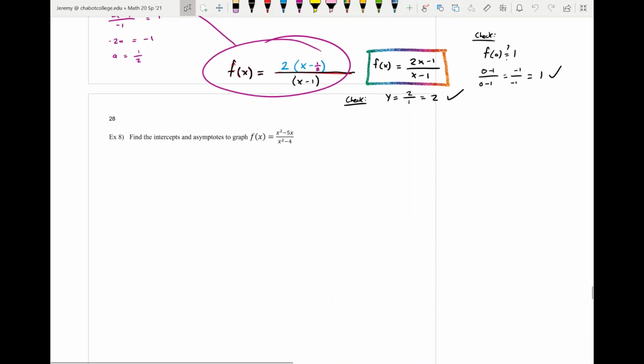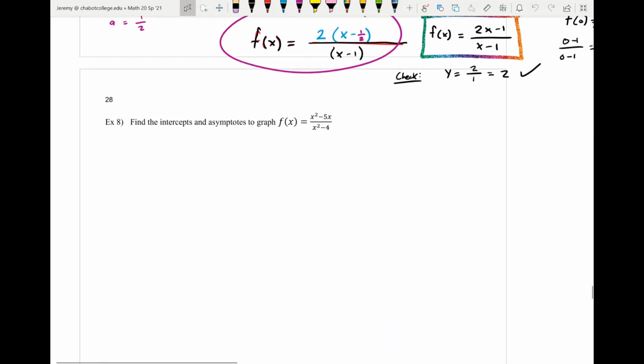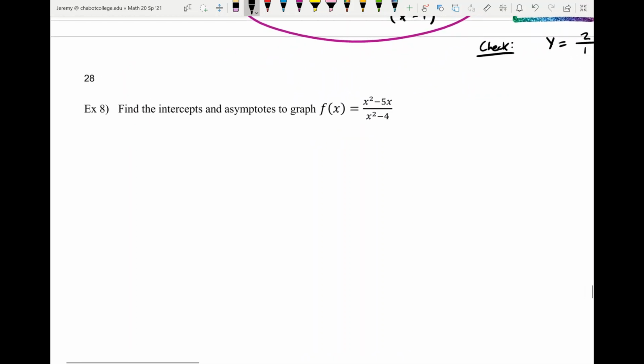Okay, so for example number 8, we want to find the intercepts and asymptotes of the graph of this rational function f of x. And I've got quadratics in the numerator and denominator. So x squared minus 5x in the numerator and x squared minus 4 in the denominator. Okay, so I guess we can start with intercepts. So for the intercepts, really we're just looking for the x and y intercepts.